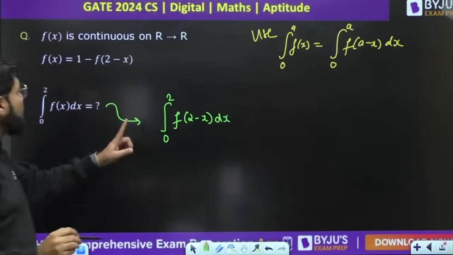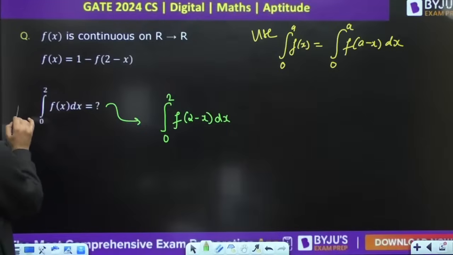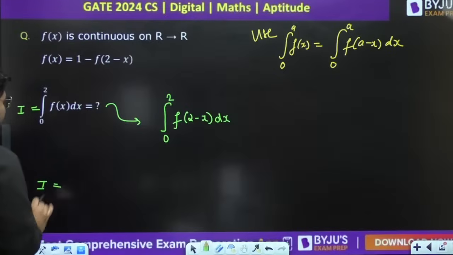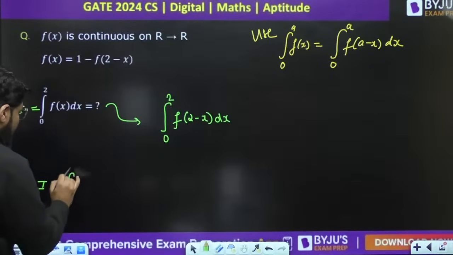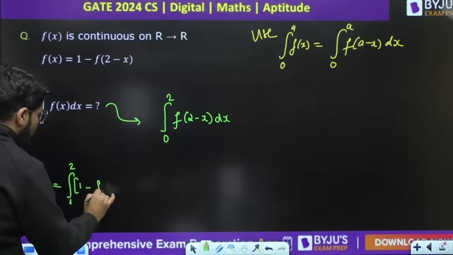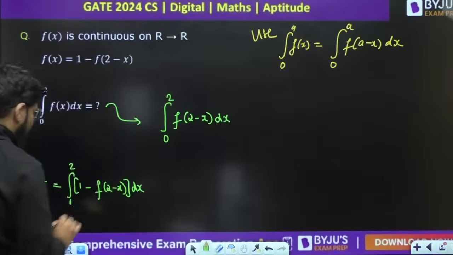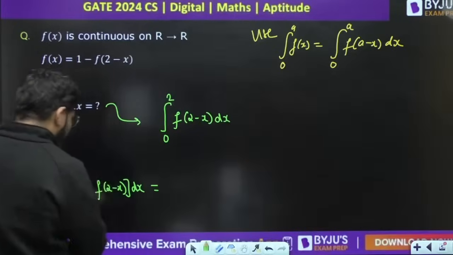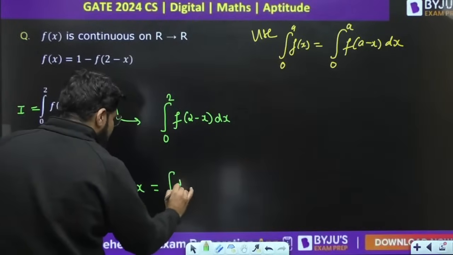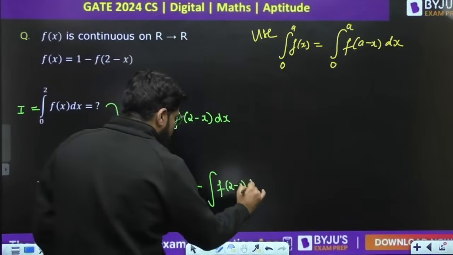Now let's come to this. Let's say this is I. So this I is equal to integral 0 to 2 f(x). But what is f(x)? 1 minus f(2 minus x). When you separate the terms, you're going to get integral dx minus integral f(2 minus x) dx.